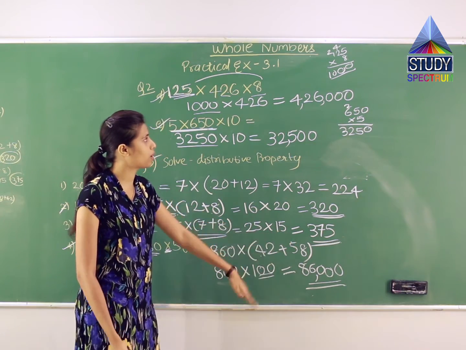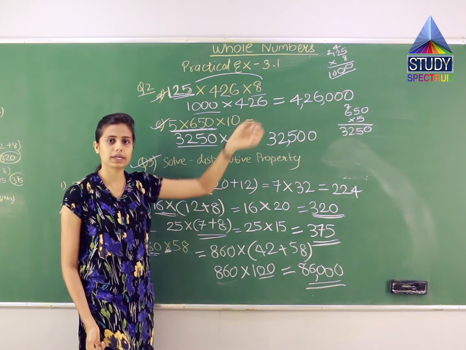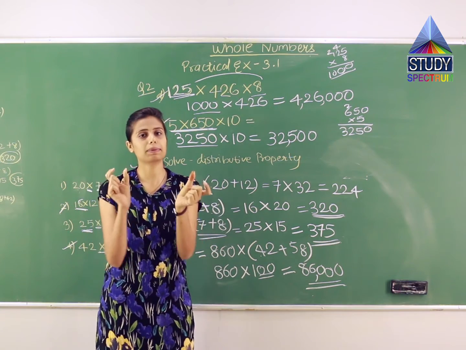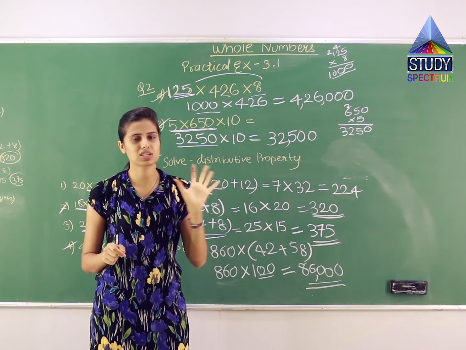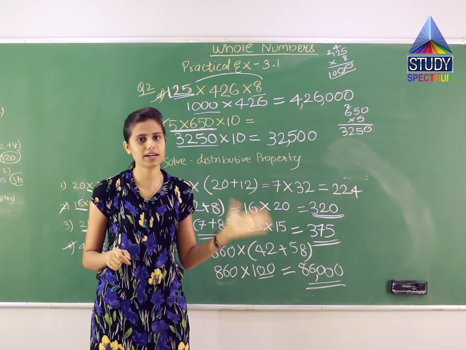This was the distributive property, and this was our own property in which what we did, we multiplied such a number that we get the answer as tens. We get the answer in tens, hundreds and thousands.